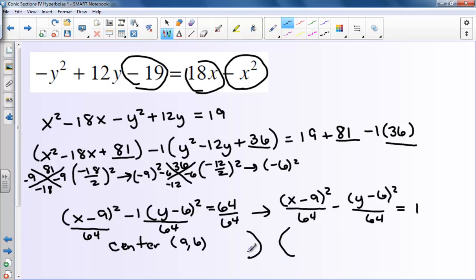Okay, so between this and what we looked at in finding or analyzing the graph on the calculator, you should be able to complete your worksheet on hyperbolas also.